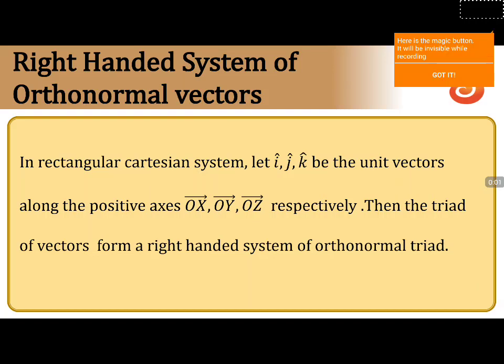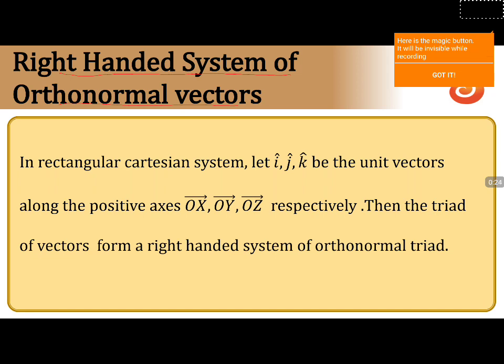Now here the concept is a right-handed system of orthonormal vectors. First of all, we should know the meaning of the word right-handed system. After that, we'll have the meaning of orthonormal vectors. Then we'll have the discussion of a right-hand system of orthonormal vectors.